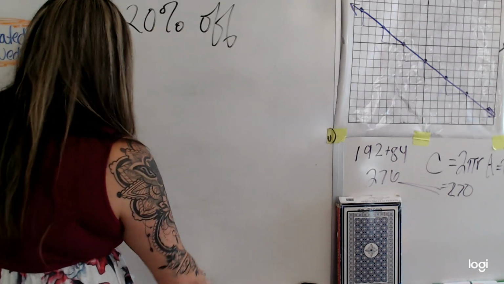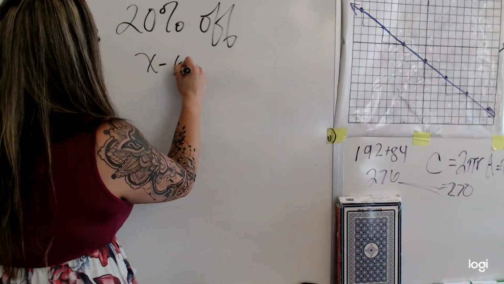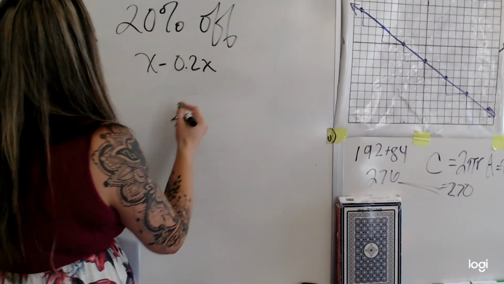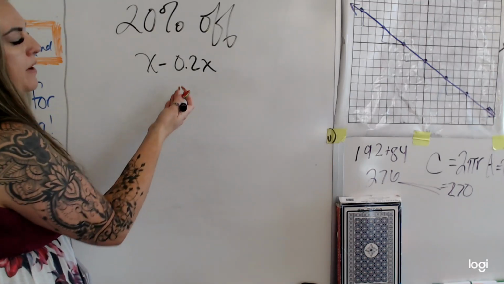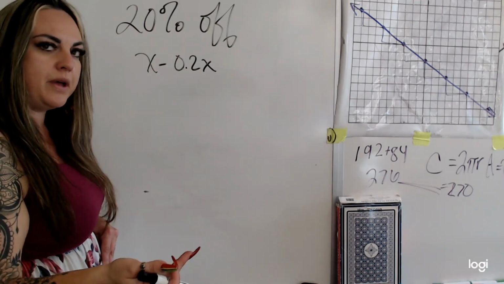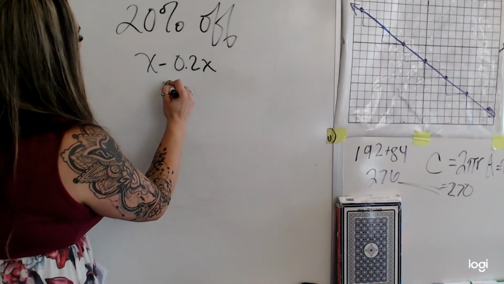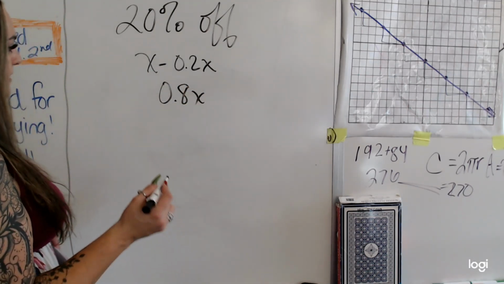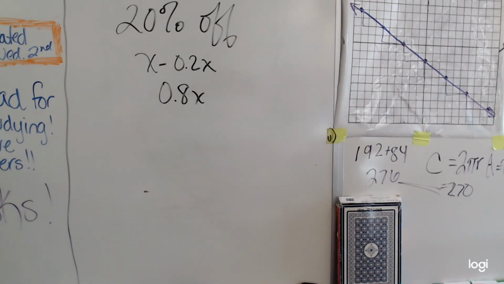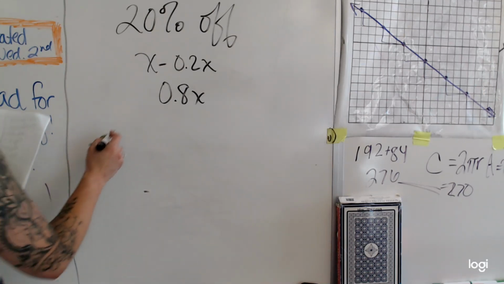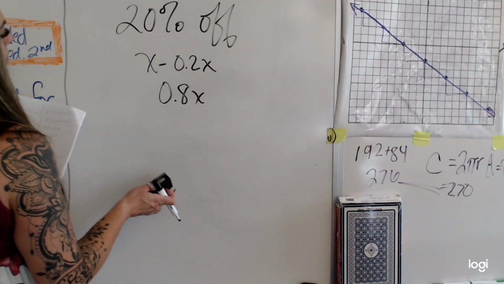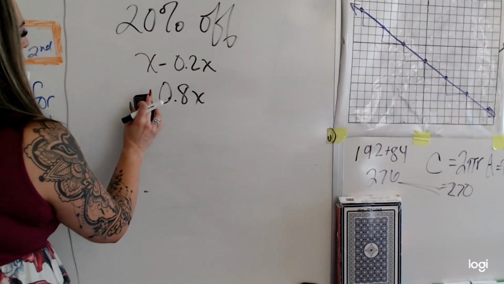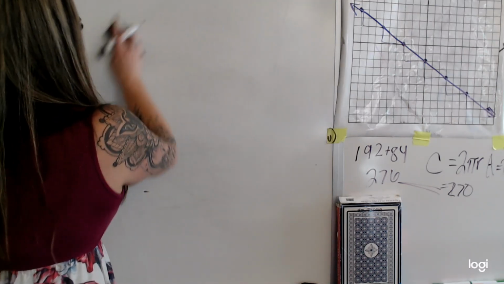It could also be, if you think about it, if you're taking 20% off, you're really only paying 80% of it, right? So it could also be just 80% of the original price. So just thinking about the different ways that you can show that there.